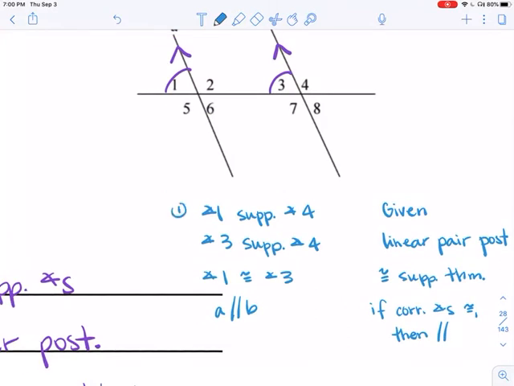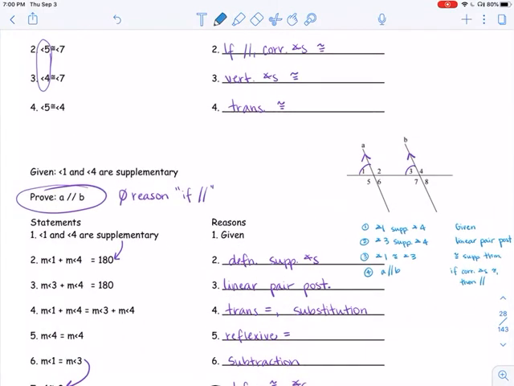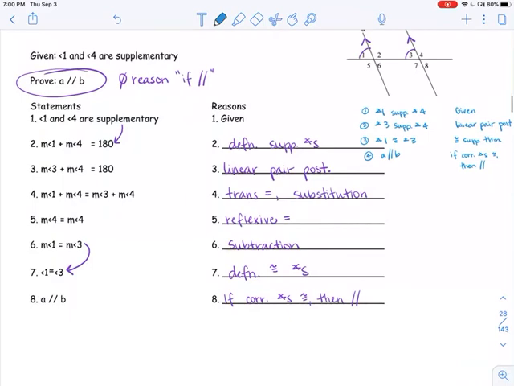So this took us 1, 2, 3, 4 full steps, whereas this one over here took us 8. Are both of them correct? Yes. Are both of them doing the same thing? Yes. But one is half the length of the other if you remember that congruent supplements theorem.